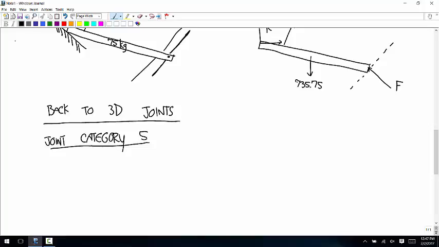Okay, so joint category 5. This is a joint that introduces up to 5 variables.